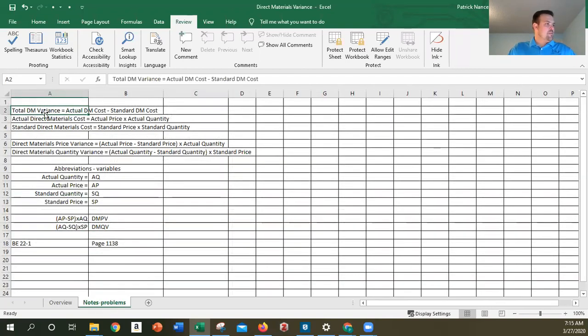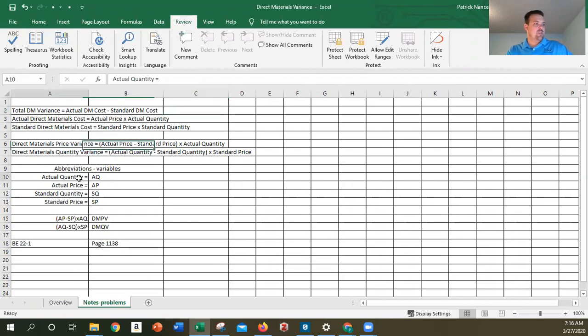So total direct materials variance, actual direct materials cost minus my standard direct materials cost. The actual direct materials cost is figured by taking my actual price times my actual quantity. And my standard direct materials cost is found by taking my standard price times my standard quantity.